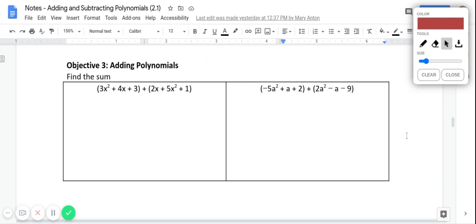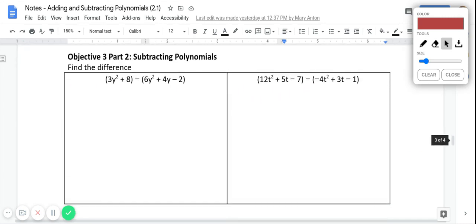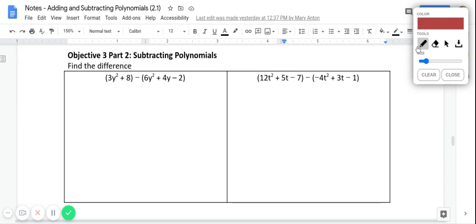Alrighty, now let's go talk about subtracting polynomials. Find the difference. Okay. So the important thing here is to distribute the negative. Here, I'll go back to a color you can actually see better. So distribute the negative, which means when you see this negative sign and then a polynomial in parentheses, that means this negative sign is being applied to every single term.